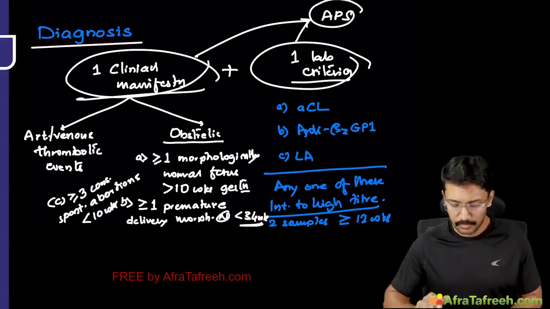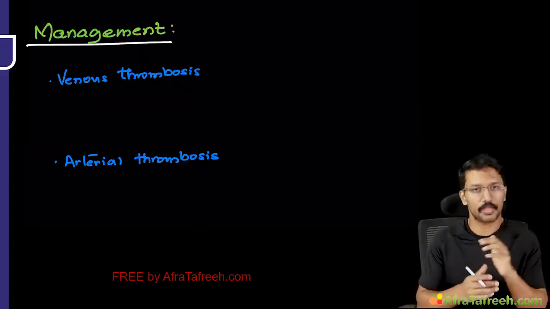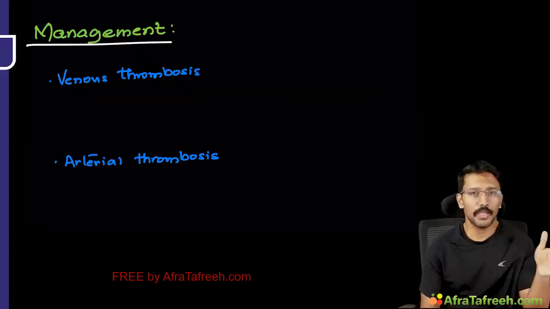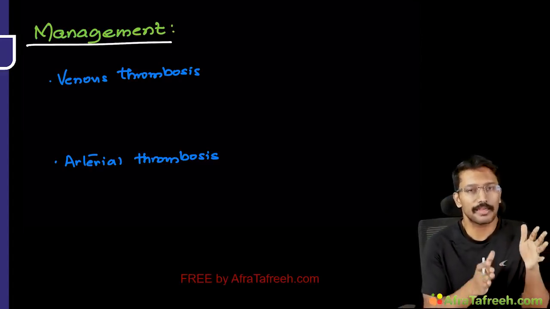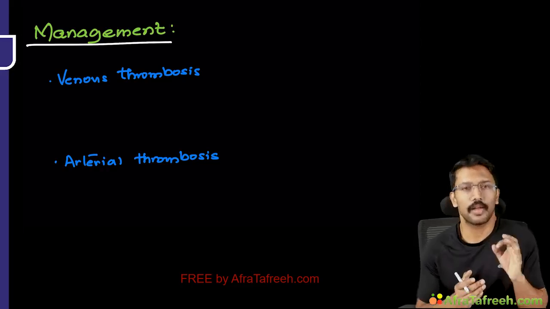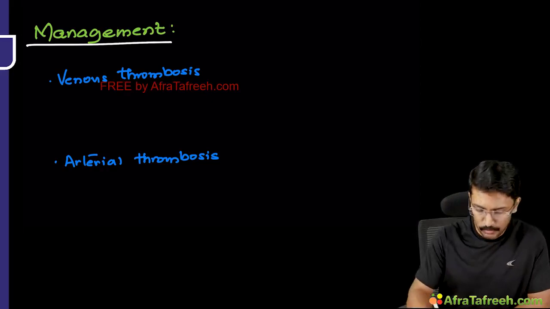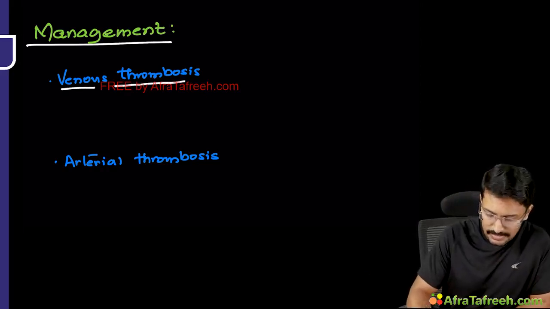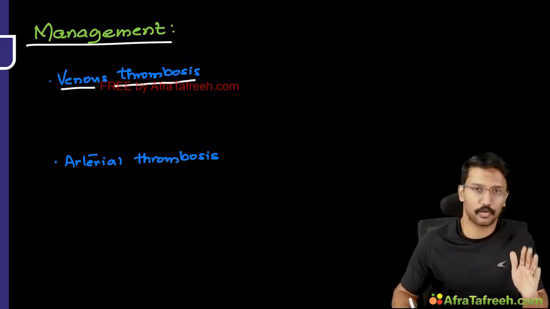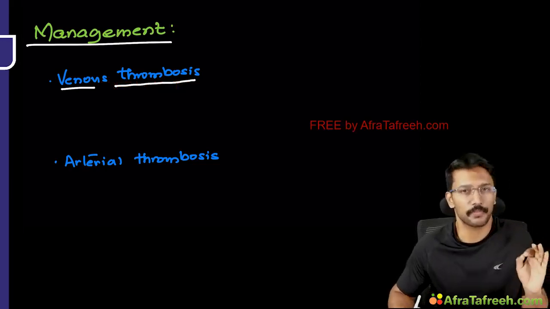Now, once we have established the diagnosis, then comes the question of management. How do we manage a case of APS? Basically, the problem here is in terms of the thrombotic risk, right? So we have to give them anticoagulants, and the anticoagulant of choice is obviously vitamin K antagonists. Okay. So if the patient has presented with even a single episode of arterial or venous thrombosis, it calls for lifelong anticoagulation using VKA. Okay.